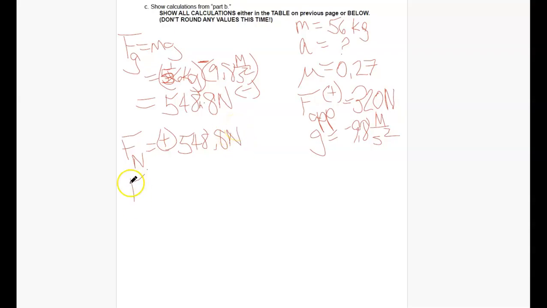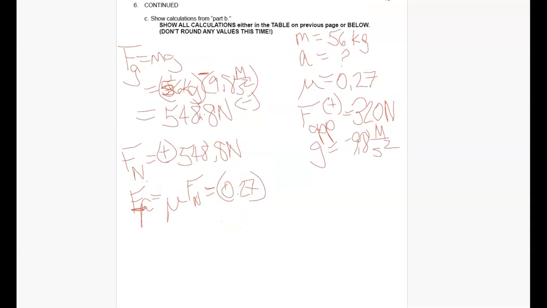And we know that friction can be calculated from the normal force. It's the coefficient of friction times the normal force, which is 0.27.